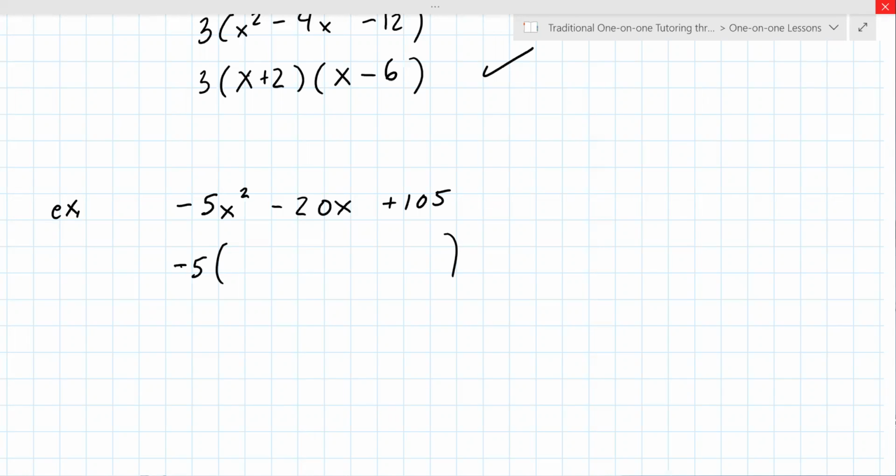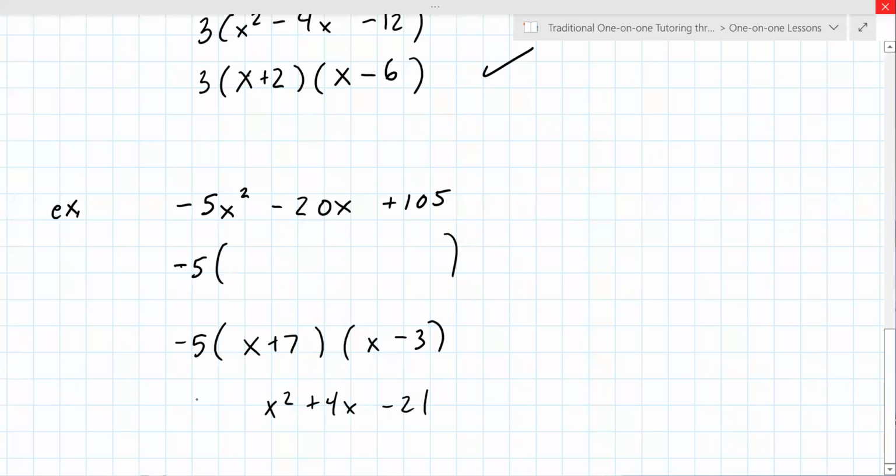Okay, so -5 times x plus 7 times x minus 3. Okay, now to check this, what I can do is I can FOIL. So I get x squared minus 3x plus 7x, that's plus 4x minus 21. And if I multiply those by -5, you get -5x squared minus 20x plus 105.